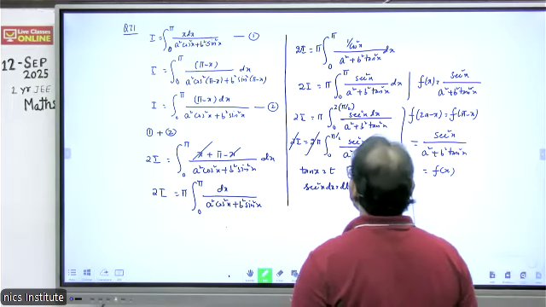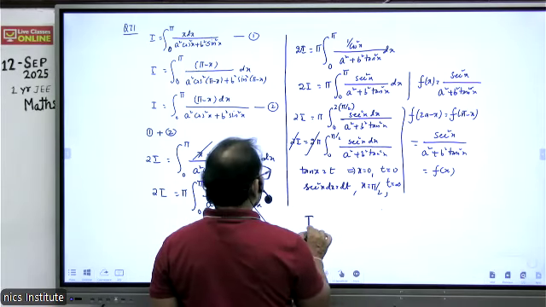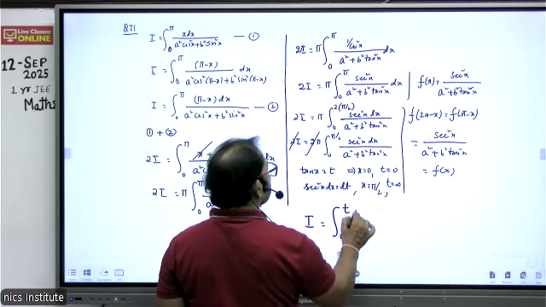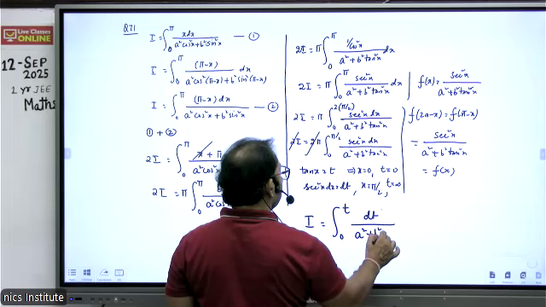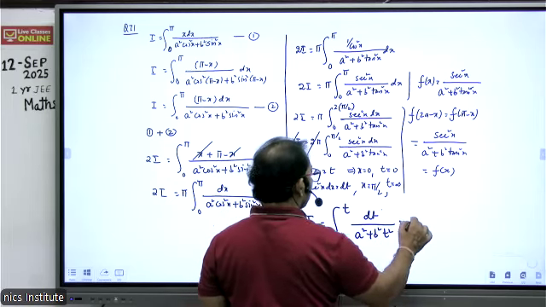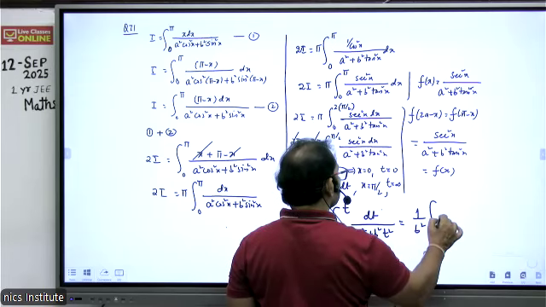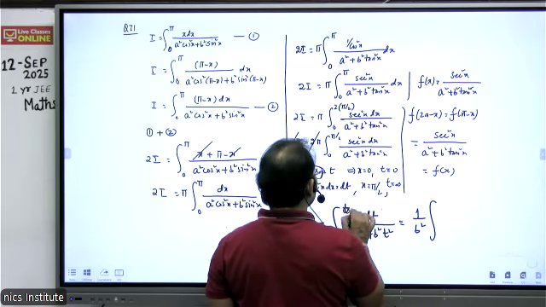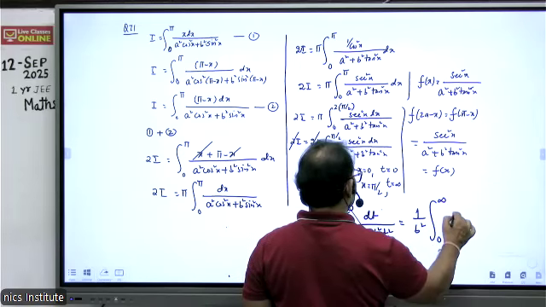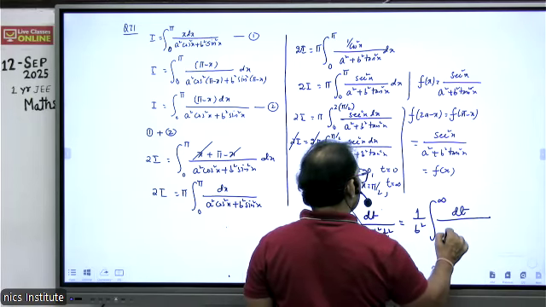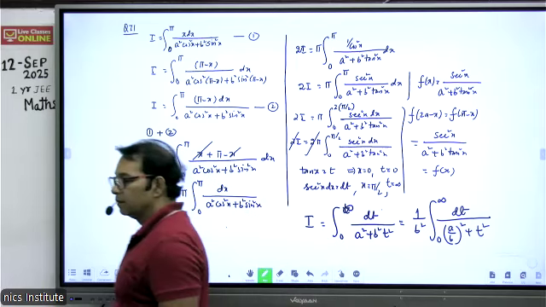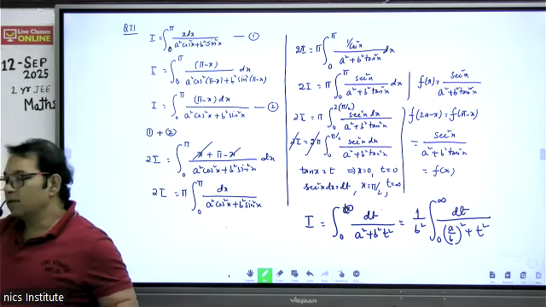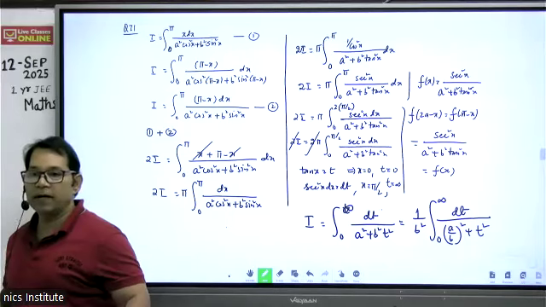Now what? After this substitution, the integral is now 0 to infinity, dt by a square plus b square into t square. Now it's a standard formula. Take b square out. This is a standard integral, 1 by a tan inverse. Now you can put the limits and get your answer.